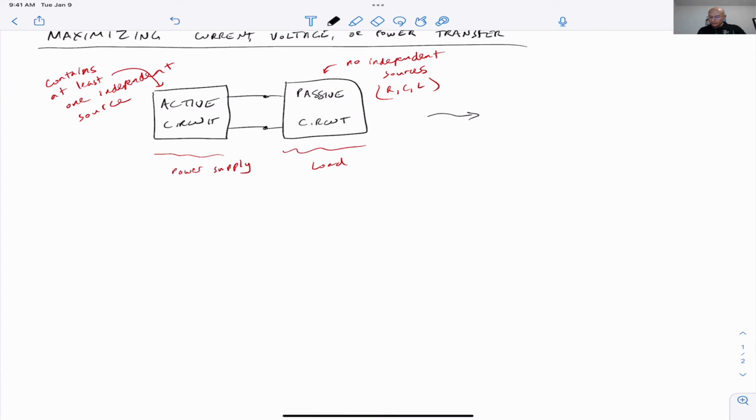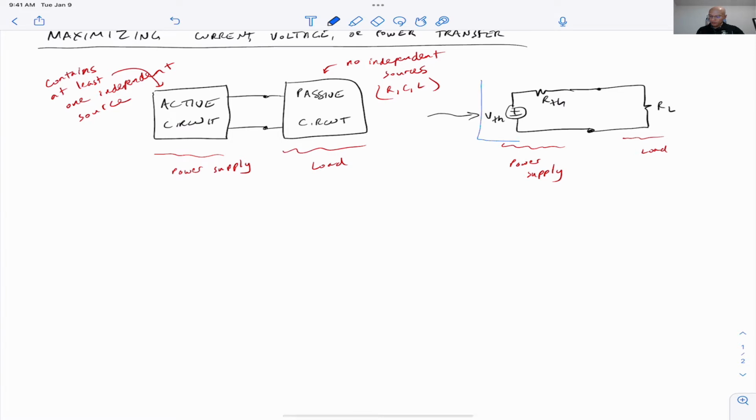And we learned recently that you can reduce the active circuit down to an equivalent circuit. So here I've drawn the Thevenin equivalent circuit as the equivalent for the power supply. And then we've reduced the load down to a single resistor. Of course, if you have L's and C's, you probably won't want to use just resistance, but we'll focus on the purely resistive case here because this is an introduction to this concept.